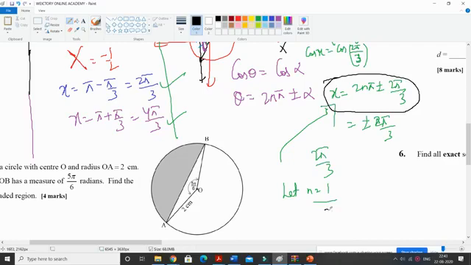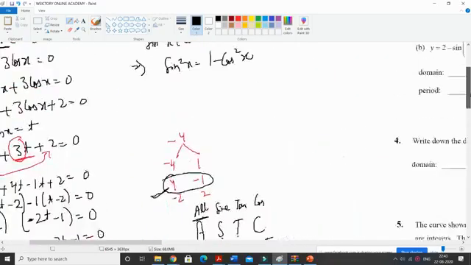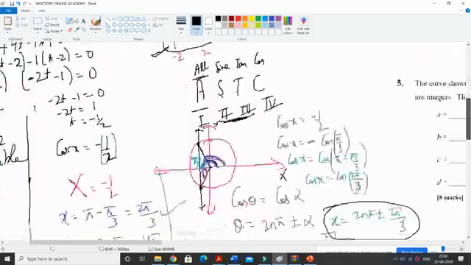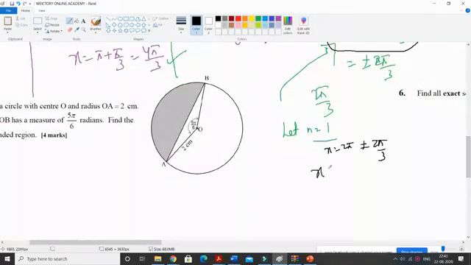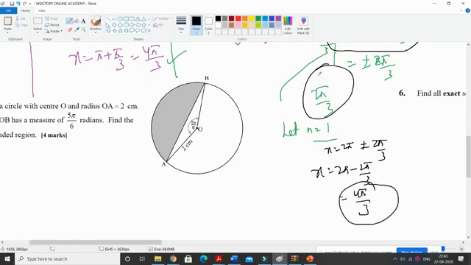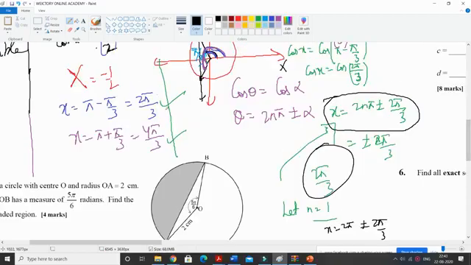So when you substitute n is equal to 1, you will get 2 pi plus minus 2 pi by 3. So one answer will be 2 pi plus 2 pi by 3, which will go beyond the domain, since we want between 0 and 2 pi. So the other answer will be 2 pi minus 2 pi over 3. Okay, if you simplify this, 6 pi minus 2 pi is 4 pi over 3. So 4 pi over 3 and 2 pi over 3, that's what we got before.